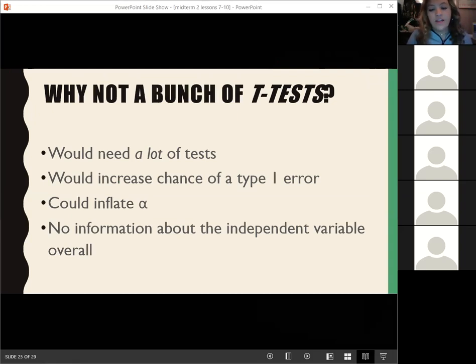It's kind of like when you're on a calculator trying to find an answer with a bunch of steps and you keep rounding, and at the end your answer is different than it should be. If you had used the right numbers without rounding, it would be correct. It's the same idea here: if you did a bunch of t-tests, you would increase the chance of getting a type 1 error, which is our alpha, remember. Also, we wouldn't get information about our independent variable overall. We'd get a little bit from each test, but not about it overall. So that's why we wouldn't do that in this case.